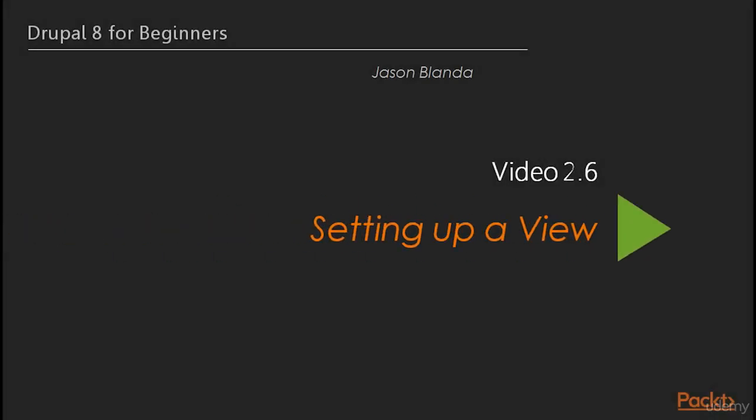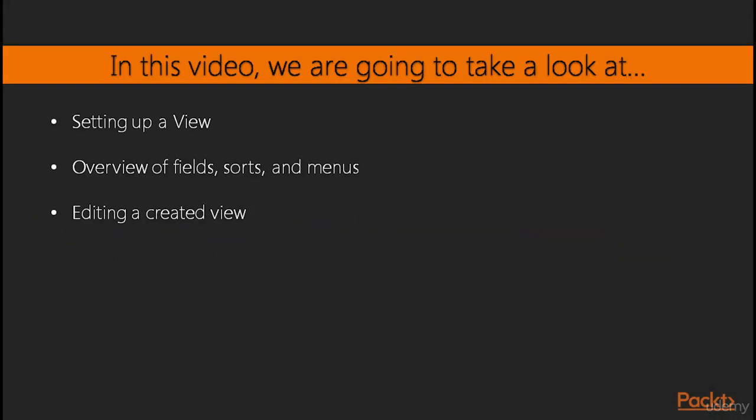So let's begin the process of setting up our own view. In this video, we're going to discover how exactly to set up a view. And then once we have that view set up, we're going to take a look at the different field options that we have, some of the different sort options, as well as the menu options we have within our freshly created view. After that, we're going to take a look at how to edit a view that we've already created or one that was created when we first installed Drupal.